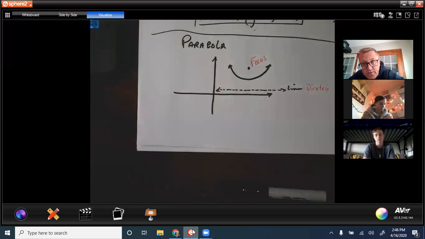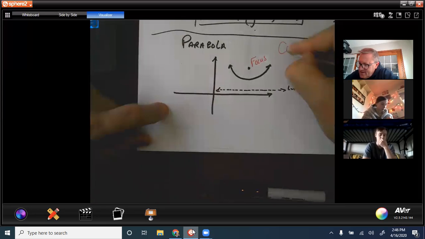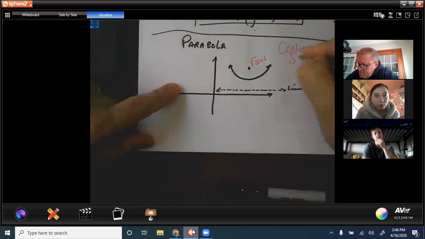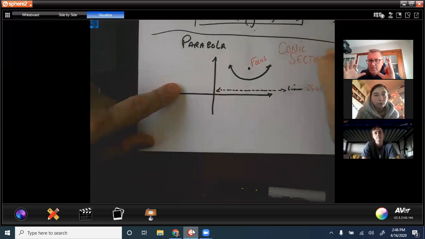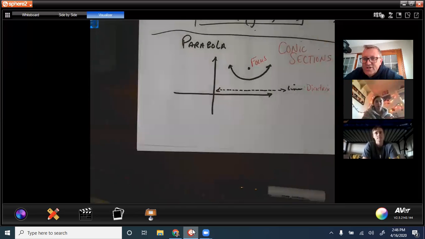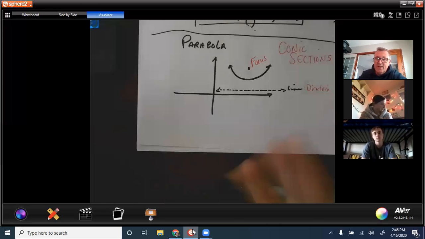But for Algebra 2 and for going forward, the conic sections, that's what this is kind of under that whole label, conic sections. That's pretty important for Algebra 2 and for pre-calc geometry. So it's important that we talk about it, give you an intro.